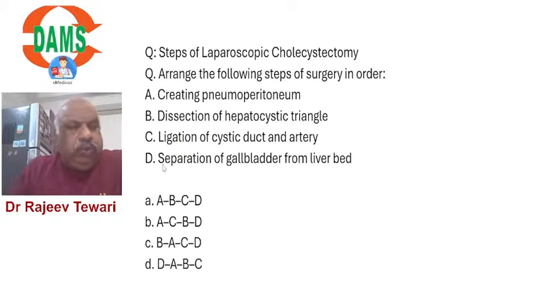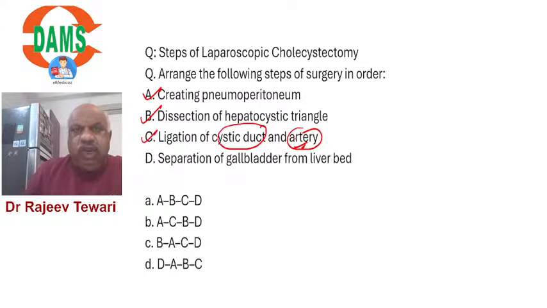Steps of laparoscopic cholecystectomy. This also is simple. Even if you have not read this, with common sense you can answer this question. First you create a pneumoperitoneum, then dissect the Calot's triangle, then you ligate first the artery, then the duct. The sequence is wrong. First artery, then duct, and then you separate the gallbladder from the liver bed and take the gallbladder out. So A, B, C, D, this is the sequence.